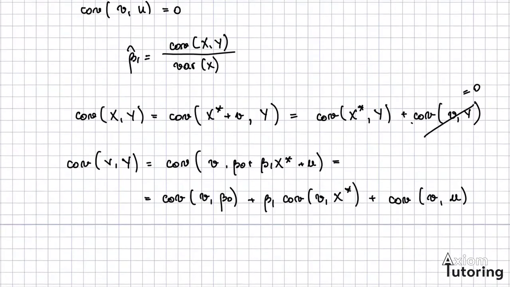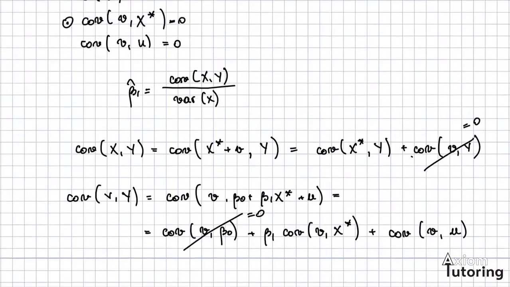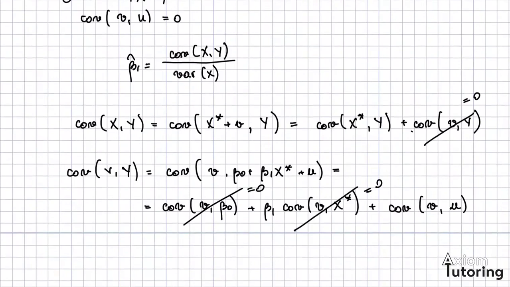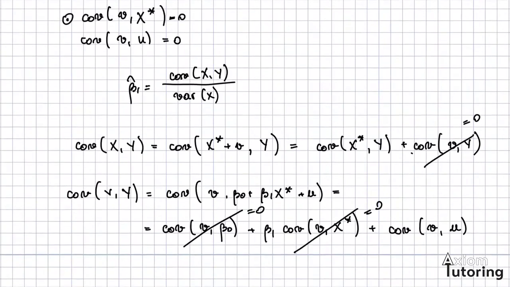The covariance between a variable and a constant is equal to 0. We already set out in our assumptions that there is no covariance between v and x star, so that's also 0. And ultimately, the third assumption was that the covariance between v and u was 0, so that's also 0. So what that means is that ultimately we can write the covariance of x and y as simply the covariance of x star and y, while we keep the variance of x in here for now.